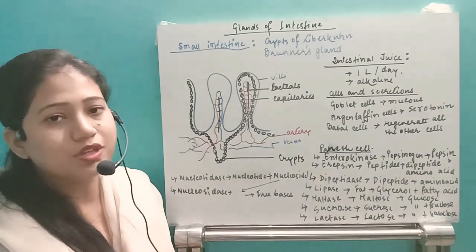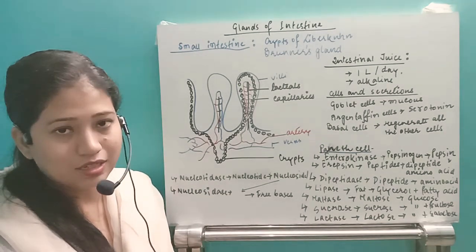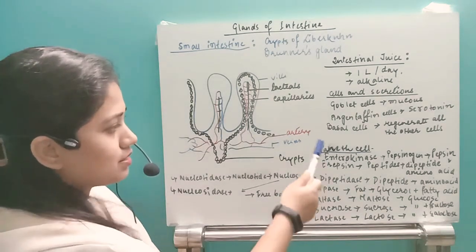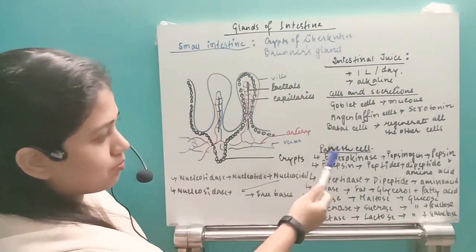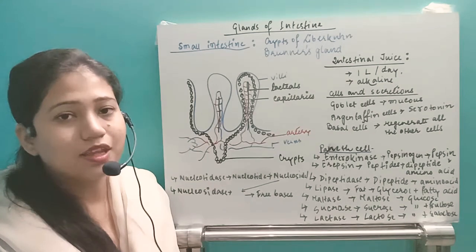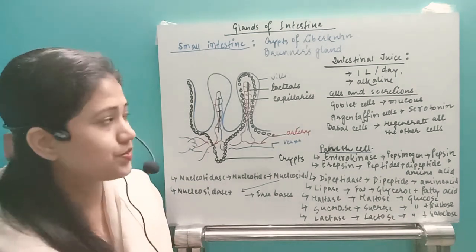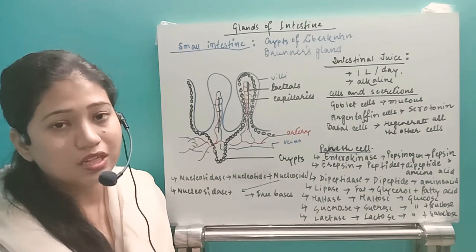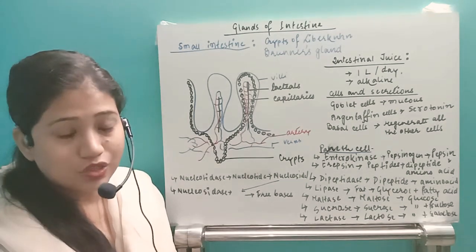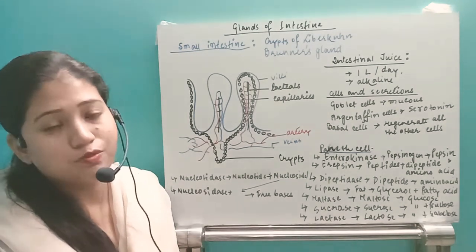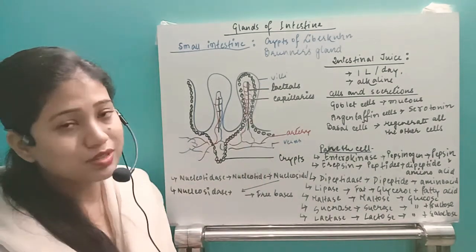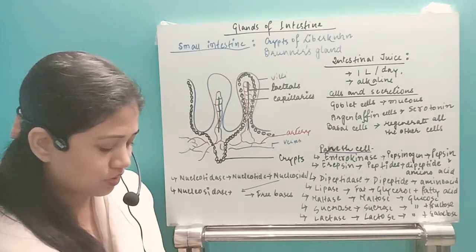Those crypts are going to have the intestinal cells, and those cells are called the Paneth cells. I have written here, that is the Paneth cell. This Paneth cell will release different types of enzymes. And these crypts of Lieberkühn are present in the mucosa region, which is the innermost region of the small intestine.